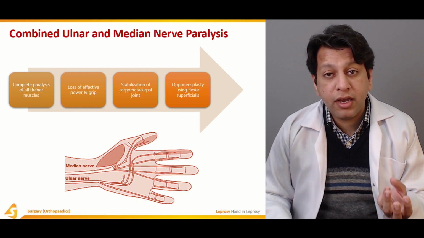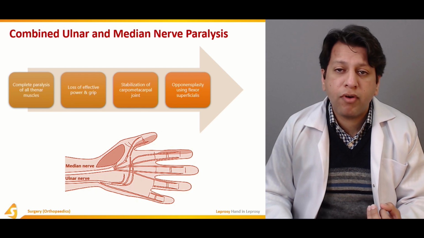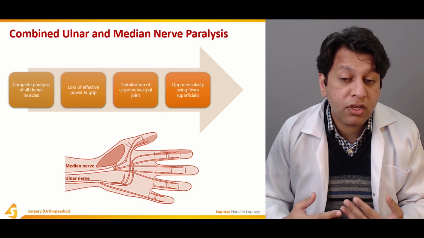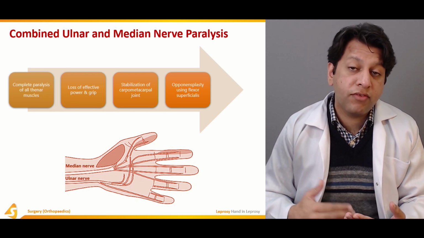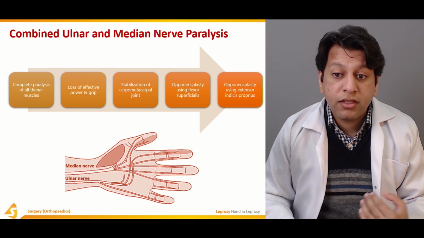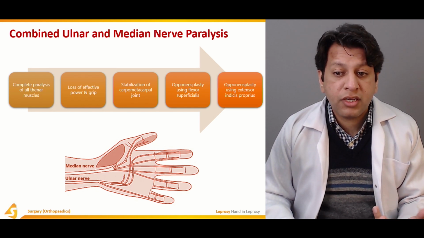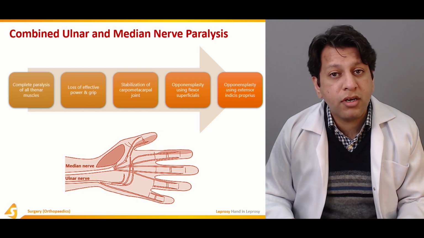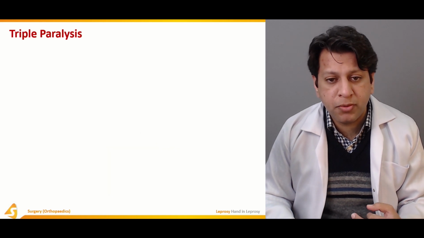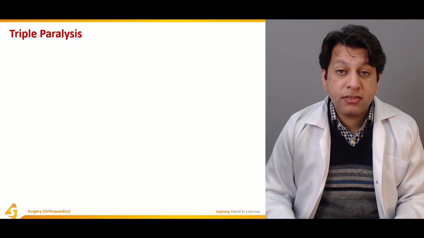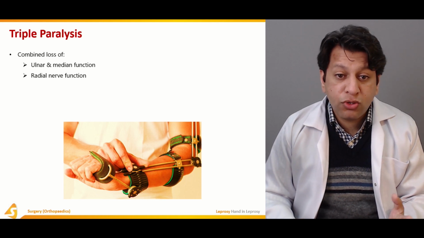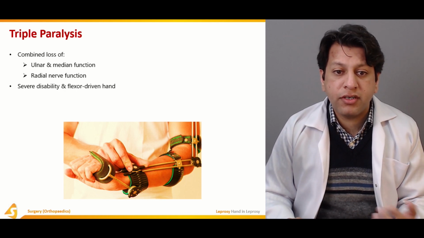With median nerve involvement, there will be loss of opposition. The thumb cannot be taken towards the little finger. Opponensplasty can be used: if flexor superficialis is intact, then we can use the flexor superficialis of the little finger. Otherwise, extensor indicis proprius, which is supplied by the radial nerve, can be utilized so that opposition of the thumb can be re-achieved. Then coming to triple paralysis, that is, loss of median, radial and ulnar nerve function.